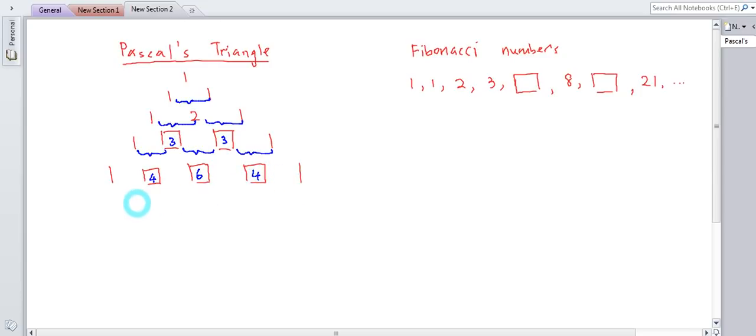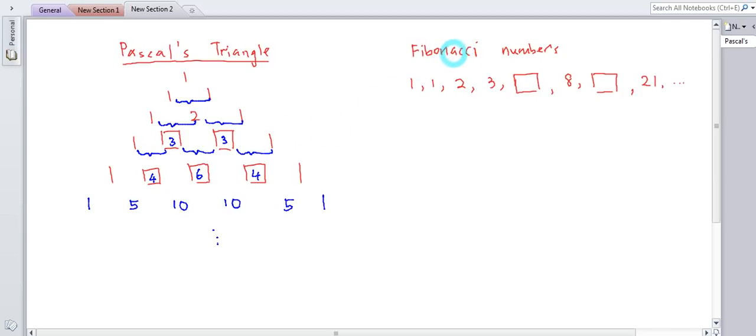Okay, if the question wants you to continue one more row, it will be like this. 1, 1, right? So 4 plus 1, you get 5 here. 4 plus 6, you get 10. 6 plus 4, you get 10. 4 plus 1, you get 5. Okay, so this one we call the Pascal triangle.